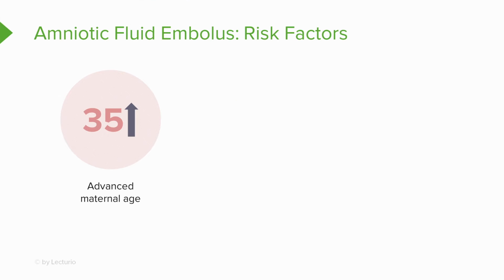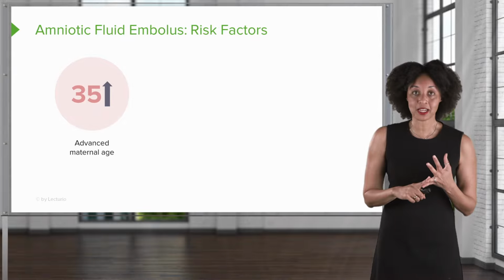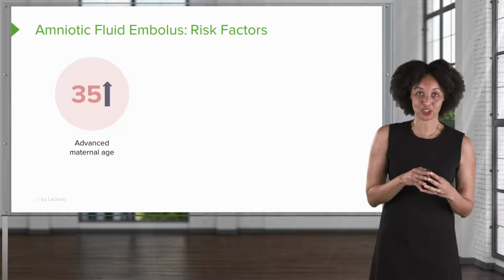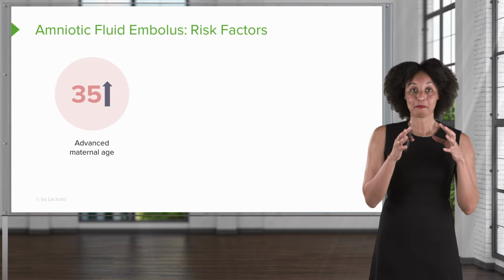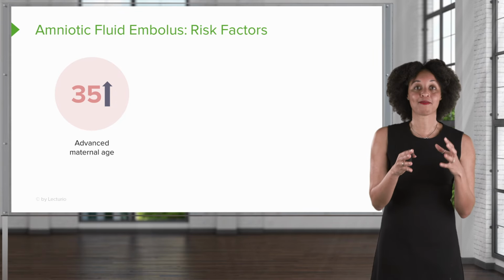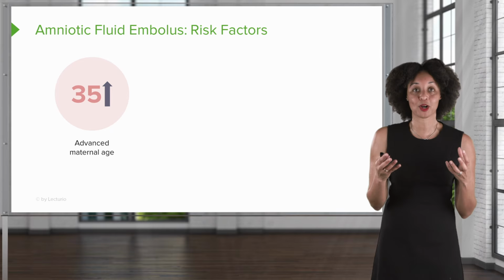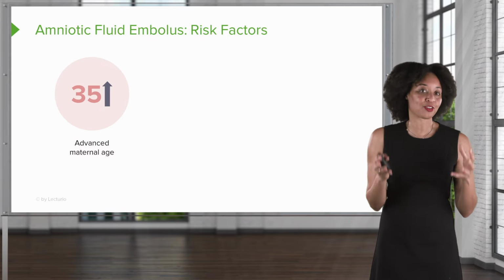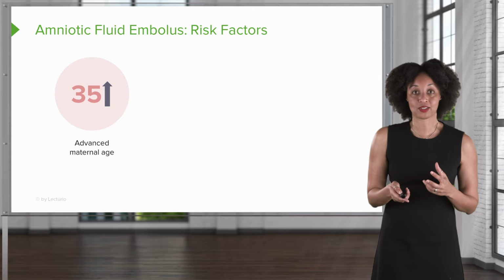So thinking about other risk factors, advanced maternal age. Now, it's not just being over 35. It's the other things that happen because you're advanced maternal age, like gestational diabetes, which may lead to polyhydramnios, which is a risk factor, or the fact that patients who are over the age of 35 are more likely to have a cesarean birth, an operative delivery. So it's not just the number, it's the other things that lead to an increased risk.